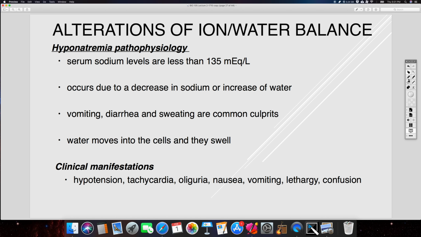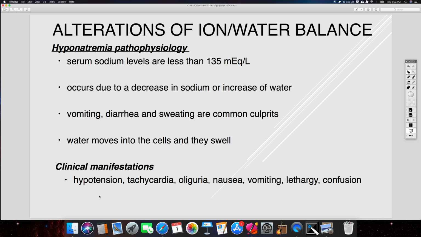Alright, then we talked about hyponatremia, which is when you have low levels of sodium, specifically less than 135 milliequivalents per liter, and that's in the blood. This can be due to an increase of water, which we'll talk about how that can happen later in the class, but also a decrease in sodium. Common causes: sweating, vomiting, diarrhea, and basically when you lose that extra sodium outside of the cell, water is going to move into the cell, okay, and the cells will swell up.